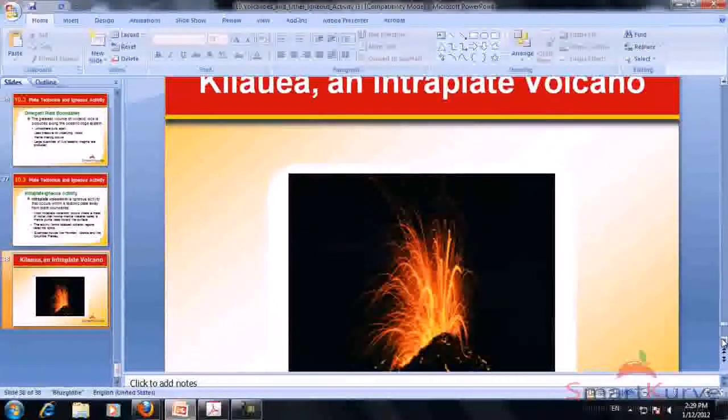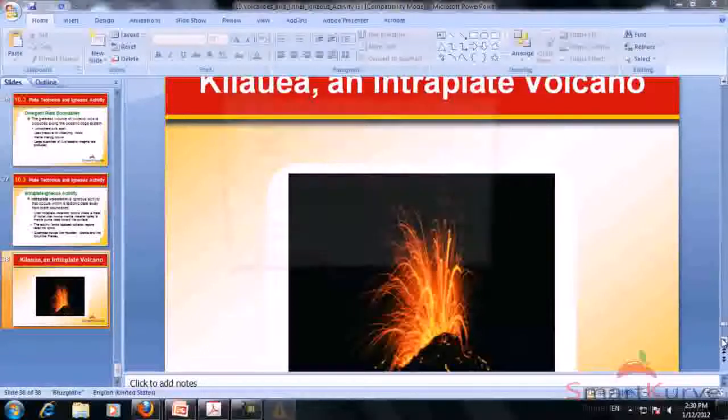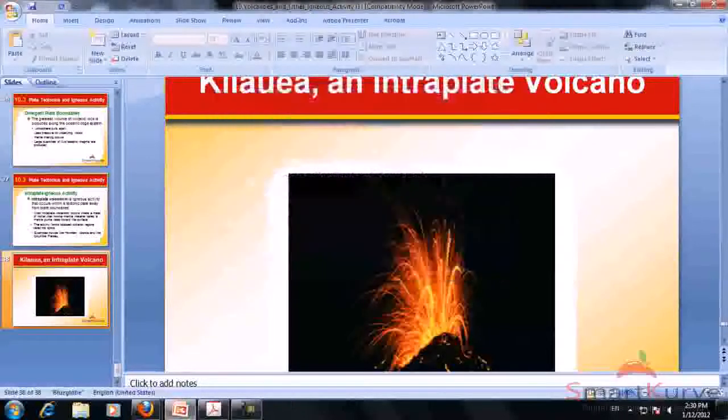And on the last slide there, 38, we see Kilauea, which is an intraplate volcano in Hawaii. Again, notice that lava looks very liquid, so it's very low viscosity, so very low in silicates, so with more of the alkali metals, so that's what we would call our basaltic lava. So that's going to form more of a dome like this, and not those round shield volcanoes.